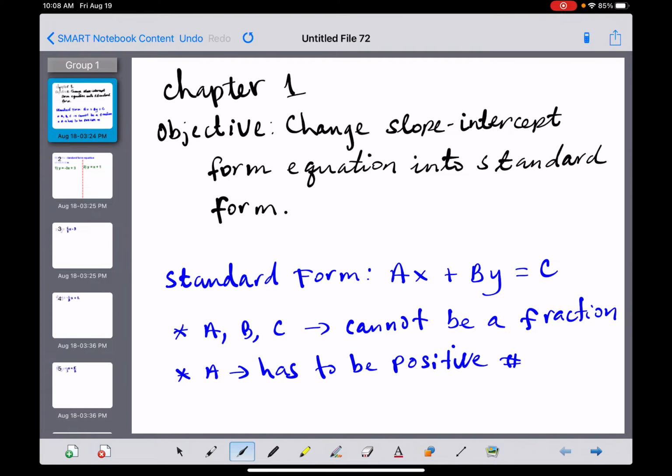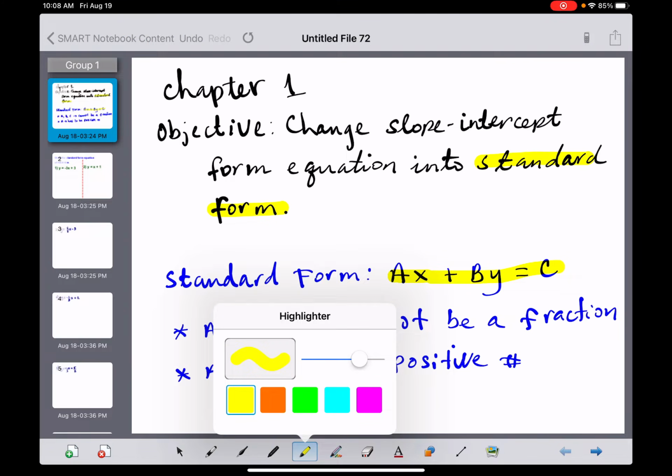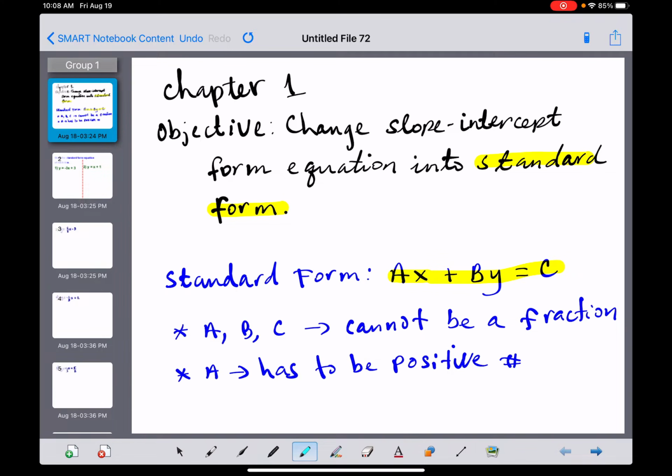Okay guys, today we're going to go over how to convert a slope-intercept form equation into standard form. As you know, we talked about standard form before. Standard form is ax plus by equals c, and there are restrictions that you have to follow. A, B, and C cannot be fractions. A has to be a positive number, so don't forget to copy this down. Let's move on to problem number 1.